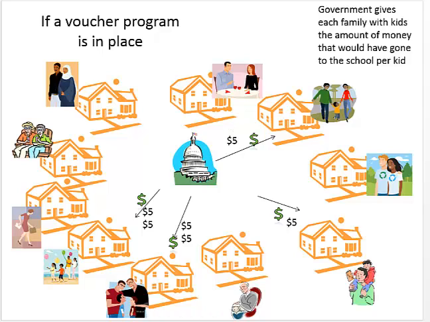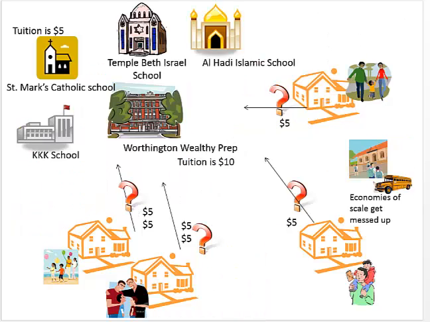Now, once the family has the voucher, it's time for them to go shopping. And so they're looking around, so that's why you see a $5 and a question mark, that they're looking around at the marketplace of schools in their community that their kid could possibly go to. And so they look at St. Mark's Catholic School, Temple Beth Israel School, the Al-Hadi Islamic School, Worthington Wealthy Prep, and so on and so forth.